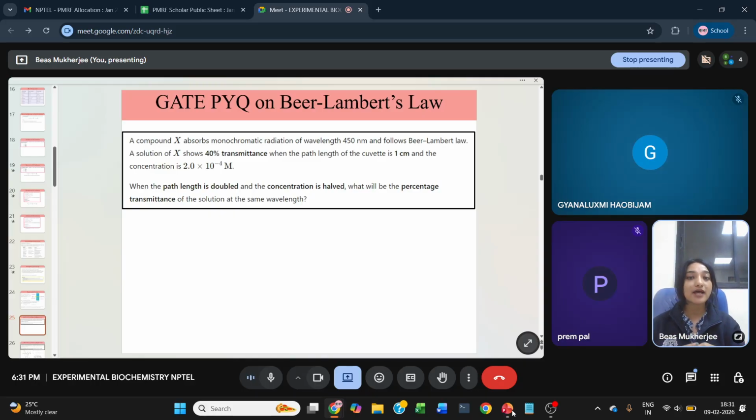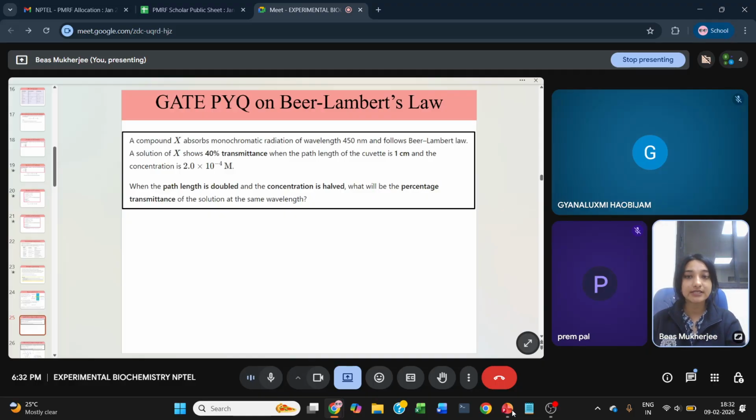Okay, and the path length of the cuvette is 1 centimeter. And the concentration is 2 into 10 to the power minus 4 molar. So concentration is given to you, path length is given to you, and what else is given to you? The transmittance is given to you. So when the path length is doubled and the concentration is half, what will be the percentage of transmittance in the solution at the same wavelength?